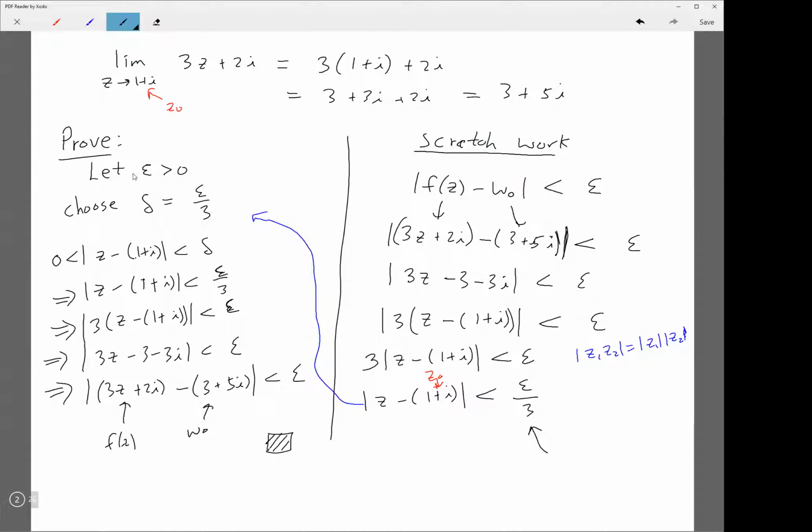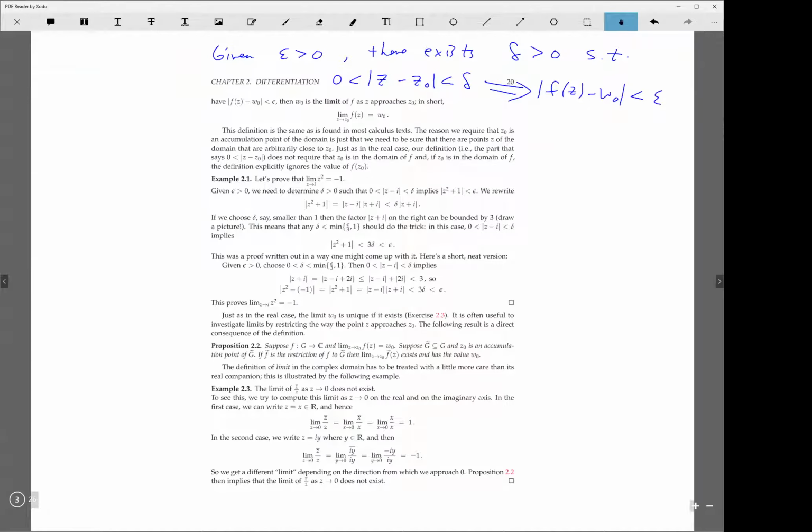Because you just proved that given epsilon greater than 0, there exists a delta. We showed that it exists by showing, there it is right there, epsilon over 3 will serve as the delta. It's going to be positive and it will work. And then we show that that implies that. Okay, so that's how you would prove a limit.